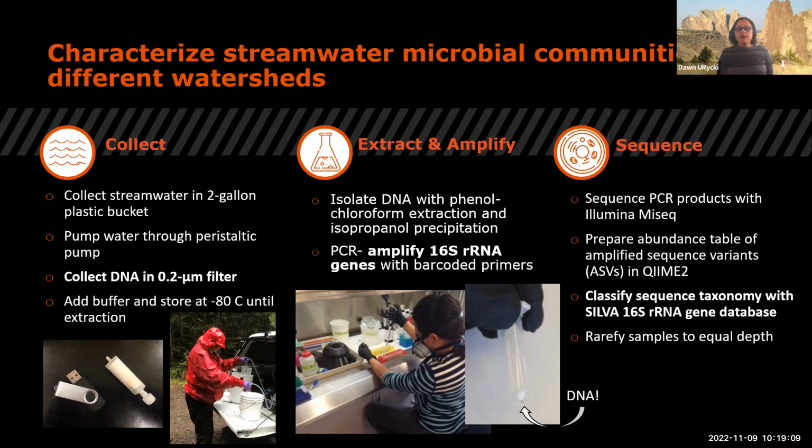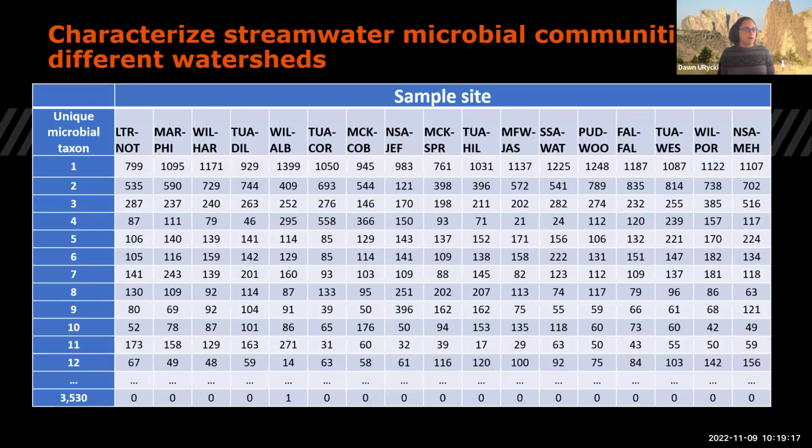We then prepare an abundance table of each of the amplified sequence variants, or ASVs, which I will show you here. So this is basically the product that we have, and this is what we feed into our analysis, just this abundance table. We have a series of sites along the top here, and then all the unique microbial taxa on the columns. And then it's just this huge matrix of the abundance of each of these at each of the sites.